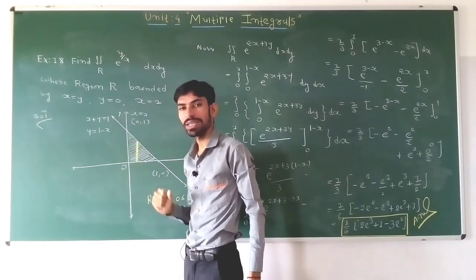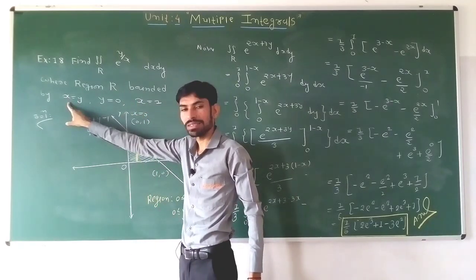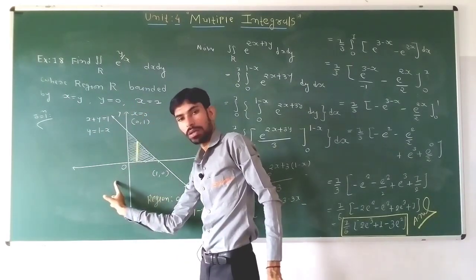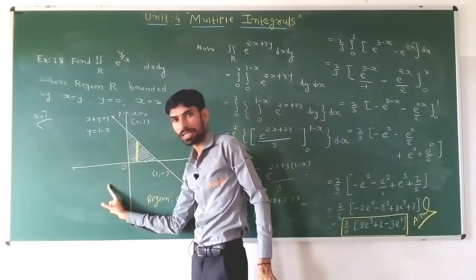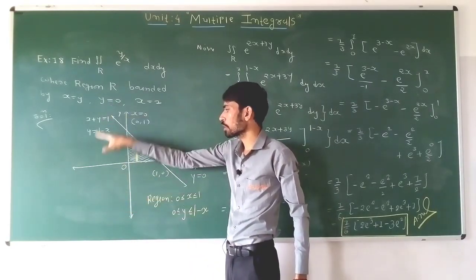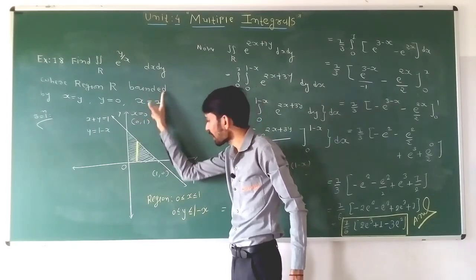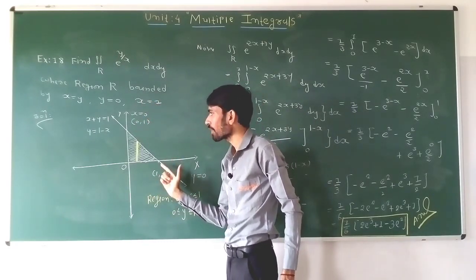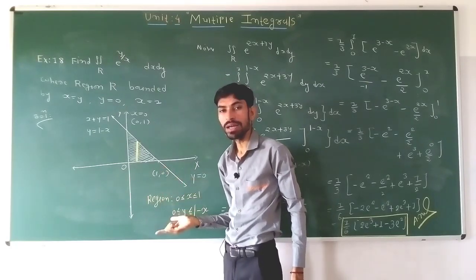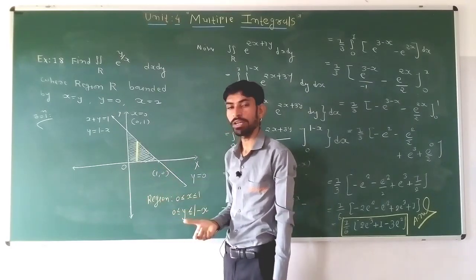Your region is bounded by the three lines. x is equal to y is the equation of a line that passes through the origin and the first and third quadrants, as we already discussed. y is equal to 0 is the equation of the x axis, and x is equal to 1 is the vertical line passing through the point (1, 0). Just find the limits and solve this, you get the answer. So complete this example number 18 in homework.